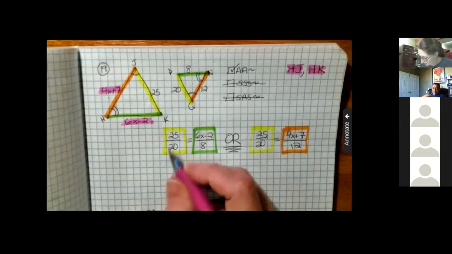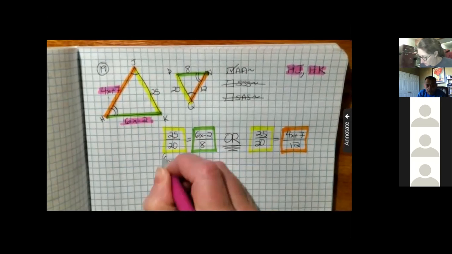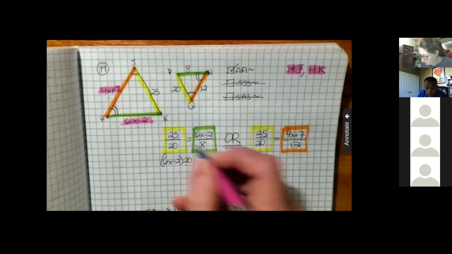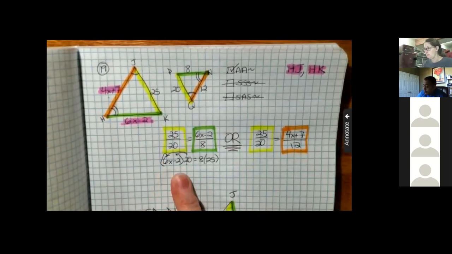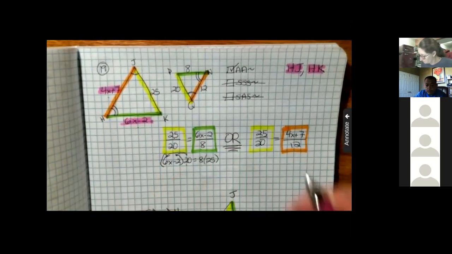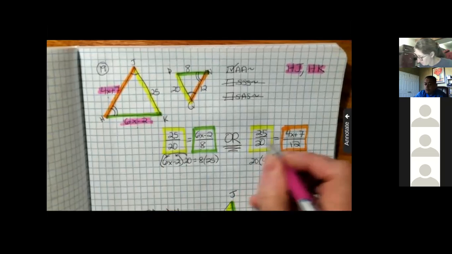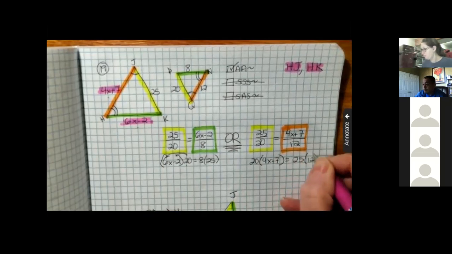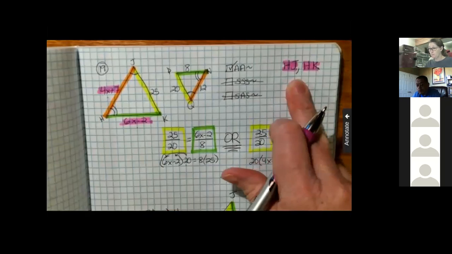So you'd have 6x minus 2 times 20 equals 8 times 25. And you'd have to distribute, kind of backwards, I did it that way. Or you can do 20 times 4x plus 7, cross multiply, equals 25 times 12. Okay? And then it's just the math from there. And again, don't forget, you have to plug in x.